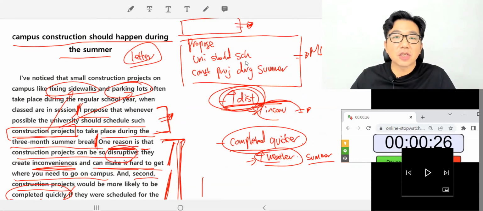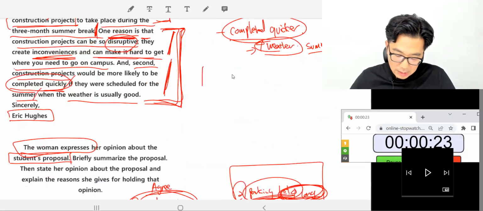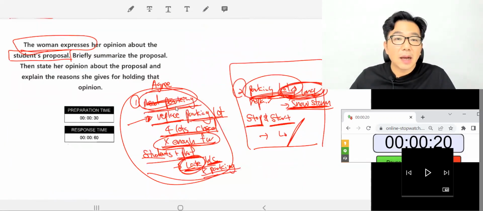Propose uni should schedule construction project during summer. She agrees. Was really disruptive, replaced parking lot, not enough space for students and professor, and they were late to the class. Second, parking lot, took a long time because facing snowstorm during the winter. They had to stop and start because of bad weather. All right, I got this.